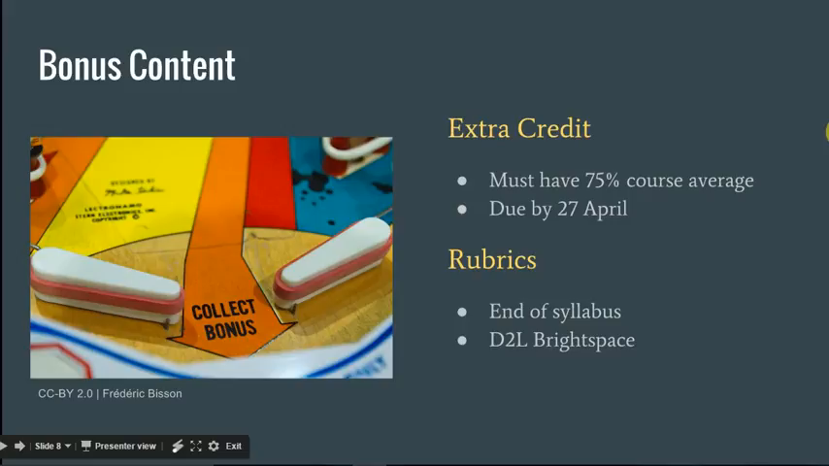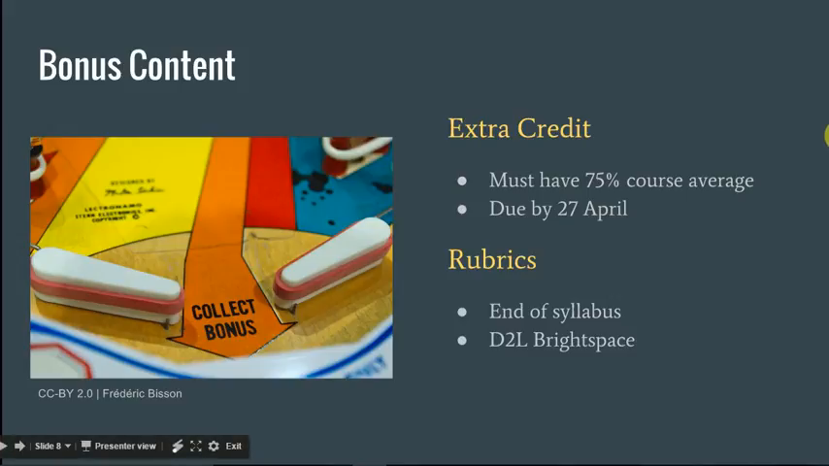Finally, I'd like to talk a little bit about bonus content, including extra credit and rubrics. Extra credit is available, but you must have at least a 75% course average. So you must be at least passing this course strongly before you can be eligible for extra credit. And all extra credit is due hard line by the 27th of April. Nothing late after that. Okay.